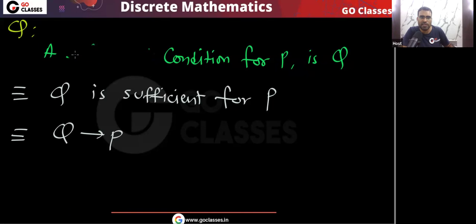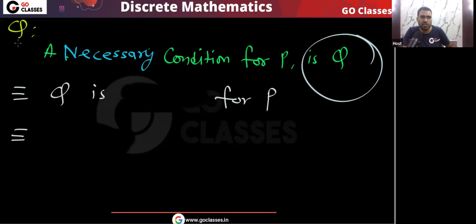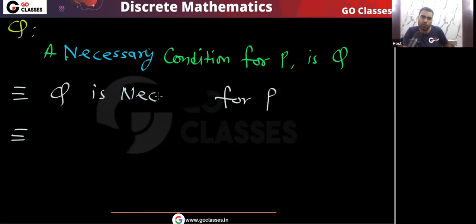And the same thing if I say necessary. Now tell me, for example, a necessary condition for P is Q. Who is necessary? Q is necessary. So remember, Q is necessary for P. And how to write it? Very simple. That is P implies Q. Okay, so we have seen all of them. Everything related to implication we have seen.